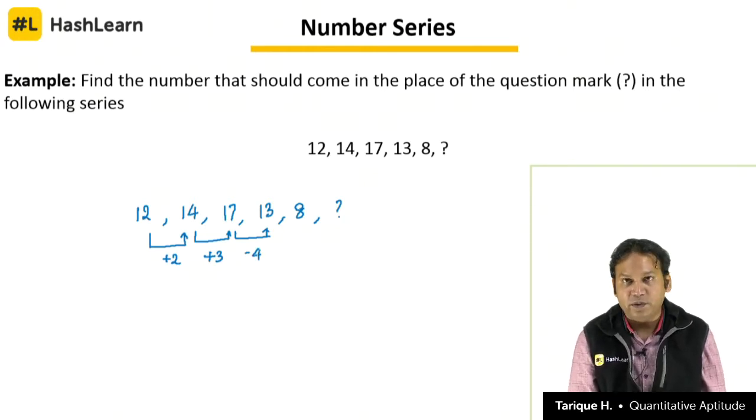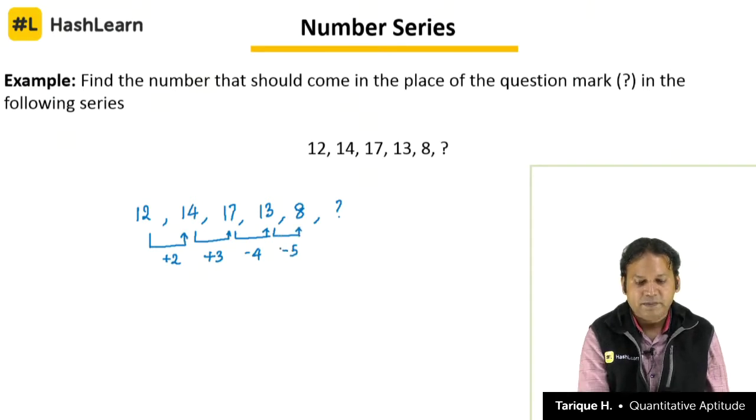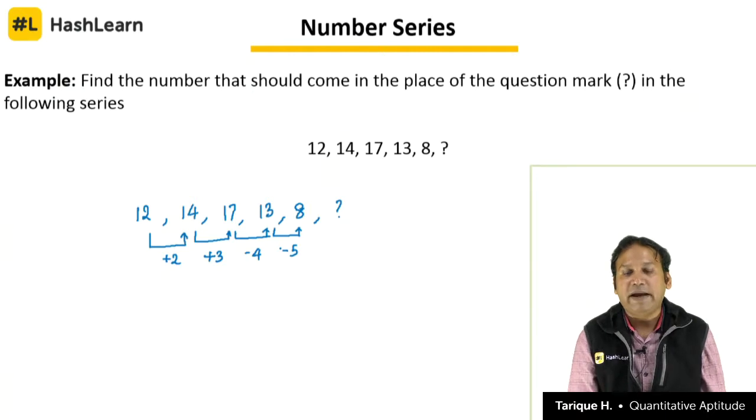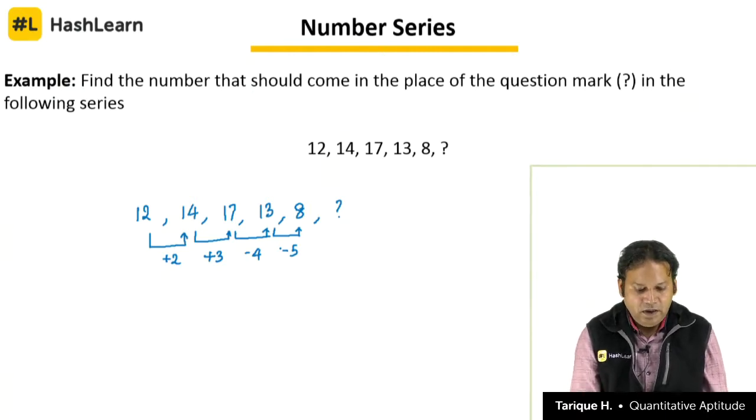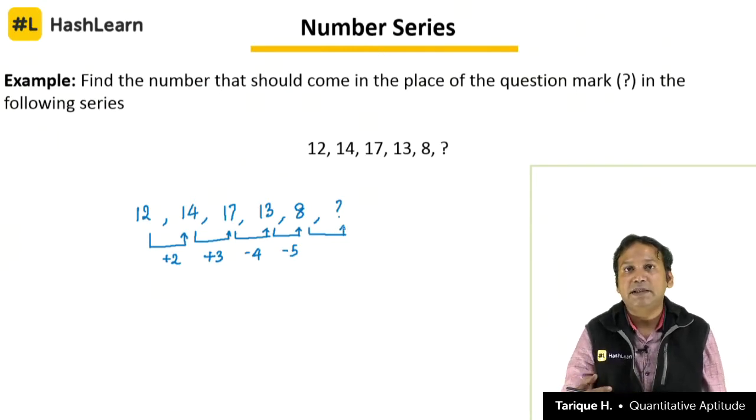4, minus 4. And 13 and 8 also it's becoming lesser, minus 5. So plus 2, plus 3, minus 4, minus 5. So plus, plus, minus, minus, then it should be again plus. That is how it should go, plus, plus, minus, minus, plus, plus, minus, minus like that. Plus 2, plus 3, minus 4, minus 5, plus 6, plus 7, minus 8, minus 9.